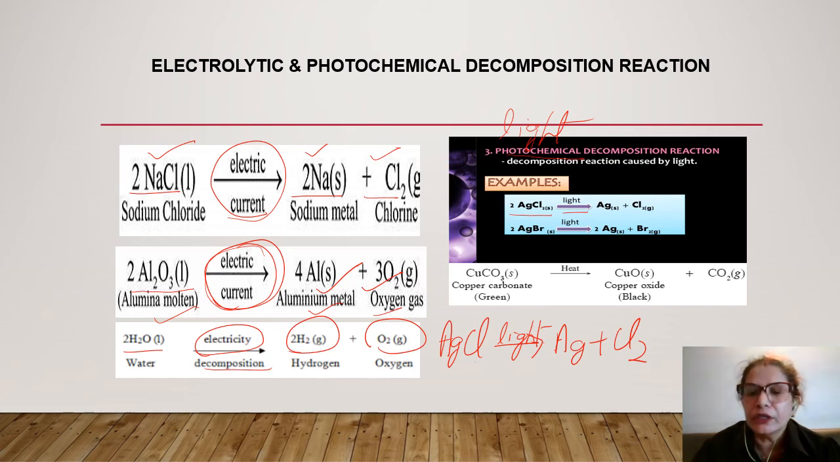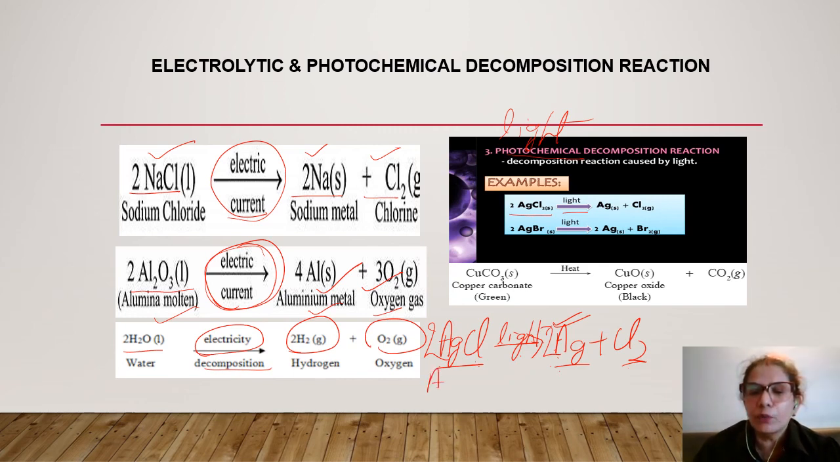So silver chloride in the presence of light gives silver and chlorine. If we balance this, it is this way. This is a photochemical reaction, and it is a decomposition because a single substance is breaking down, splitting into two substances. It is known as a decomposition reaction and a photochemical decomposition.